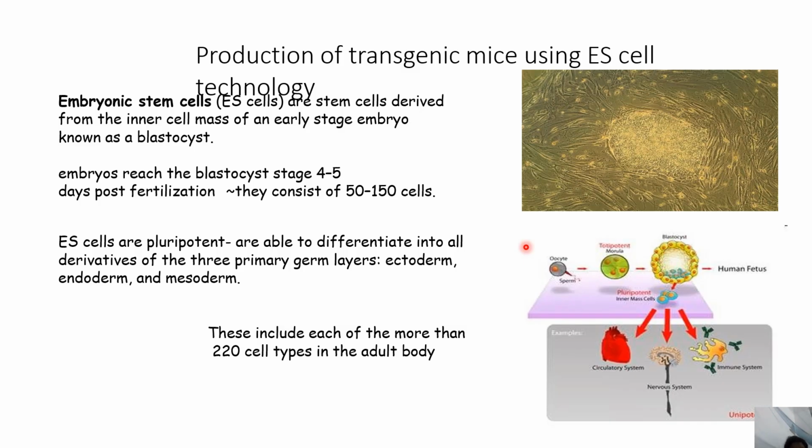Embryos reach the blastocyst stage 4 to 5 days post fertilization. They consist of 50 to 150 cells. Now, ES cells are pluripotent, able to differentiate into all derivatives of the three primary germ layers: ectoderm, endoderm, and mesoderm. So, these include more than 220 cell types in the adult body.